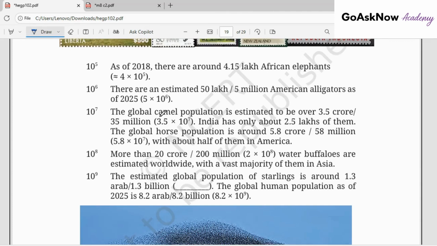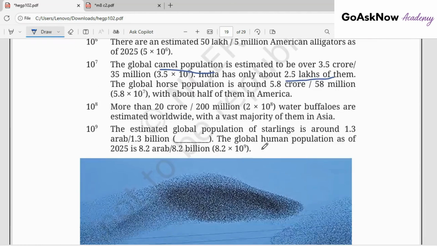10 power 7. The global camel population is estimated to be over 3.5 crores or 35 million, that is 3.5 into 10 power 7. India has only about 2.5 lakhs of them. The global horse population is about 5.8 crores or 58 million, 5.8 into 10 power 7, with about half of them in America.